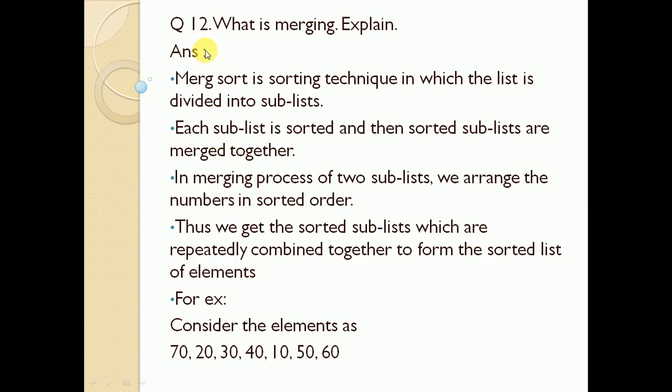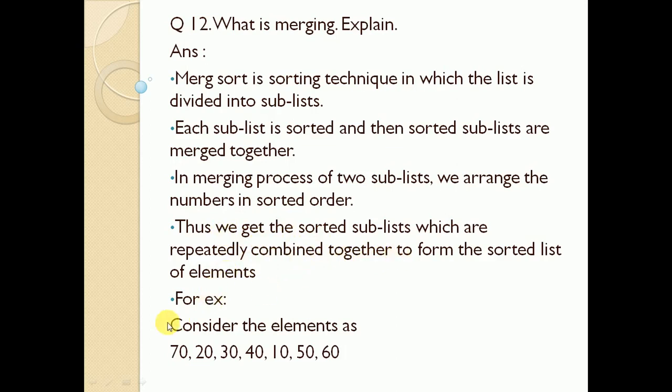Next, question number 12. What is merging? Explain. So merge sort is a sorting technique in which the list is divided into sublists. Each sublist is sorted, and then the sorted sublists are merged together. So first they will take one list, and then that list is divided into two sublists. Consider, in the merging process of two sublists, we arrange the numbers in sorted order. Thus we get sorted sublists which are repeatedly combined together to form the sorted list of elements.